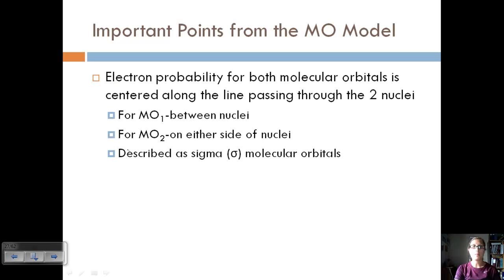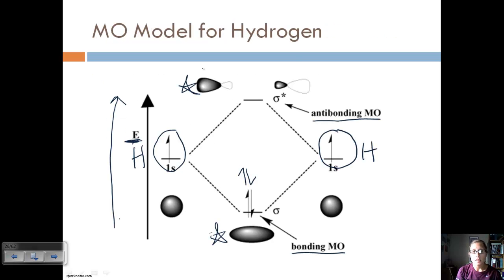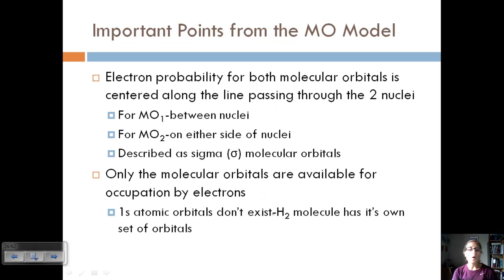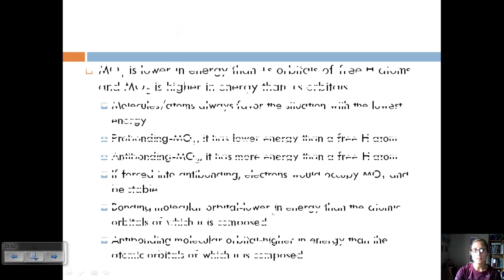Okay, so let's talk about some important points. Electron probability for both molecular orbitals is centered along the line passing through the two nuclei of the two hydrogens in the bond. For MO sub 1, it's between the nuclei, and for MO sub 2, it's on either side of the nuclei, and these are described as sigma molecular orbitals. So if you remember from the picture, that's why we have the sigma sign here and here. Only the molecular orbitals are available for occupation by electrons. So we're going to say that 1s atomic orbitals don't exist for this. The H2 molecule has its own set of orbitals, and we're calling them molecular orbitals. But they are very similar.